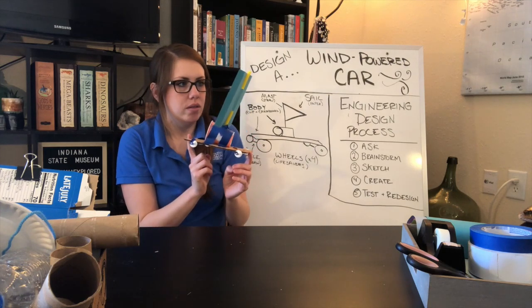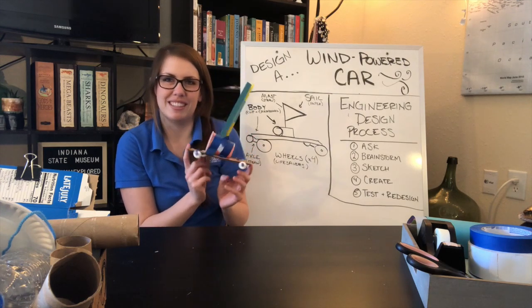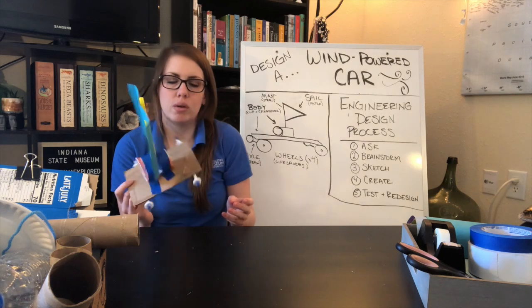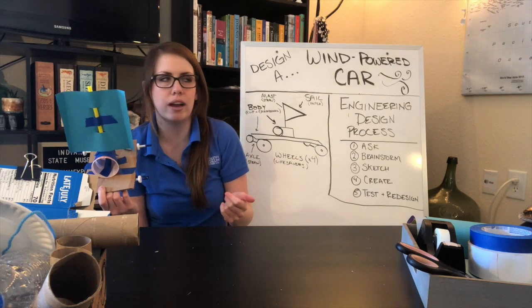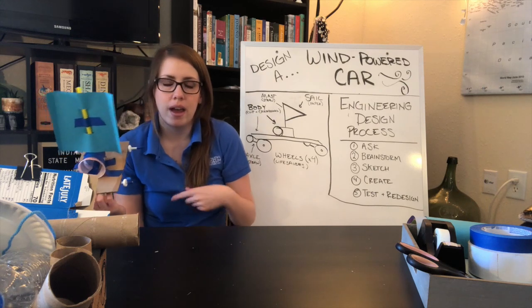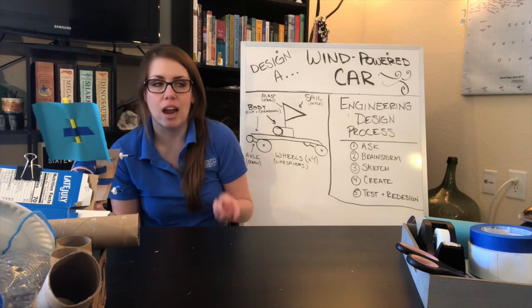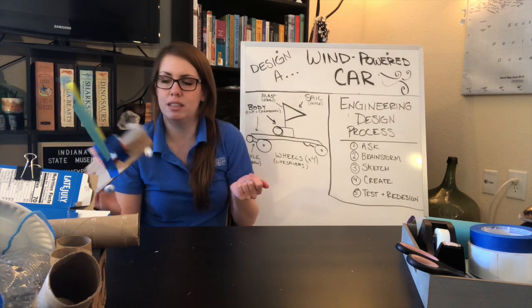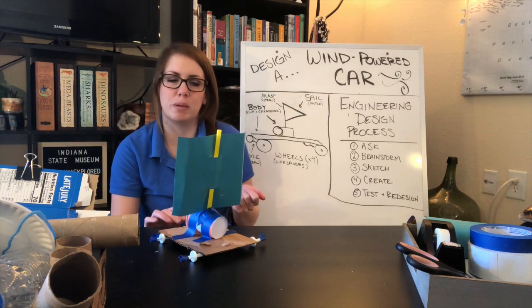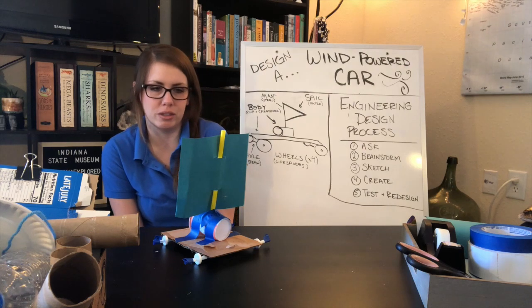Now the next step is I need to test my design. In order to test your designs, you just need to find a wind source. That could be a fan. It could just be a really windy day outside. It could be a hairdryer, or probably the easiest is to just blow really hard on it. So that's what I'm going to do here.